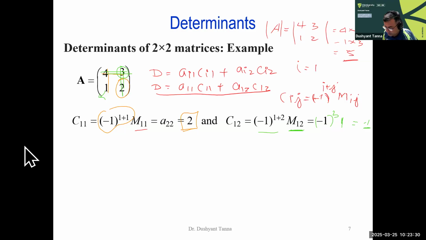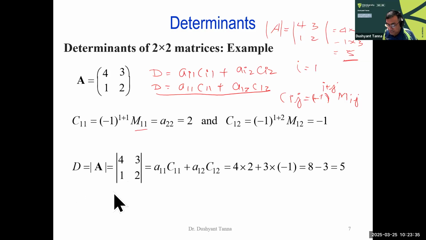Now I clear my extra drawing, so the writing makes sense. Right, now D, which is the determinant of 4, 3, 1, 2, written in straight lines. That's the definition: a11 C11 plus a12 C12. Plug in the values of C11 and C12, and you'll have 5, which we already got in a much quicker way. So like I said earlier, just for 2 by 2, you don't have to go this complicated. Simply multiply the principal diagonal elements minus the secondary diagonal.